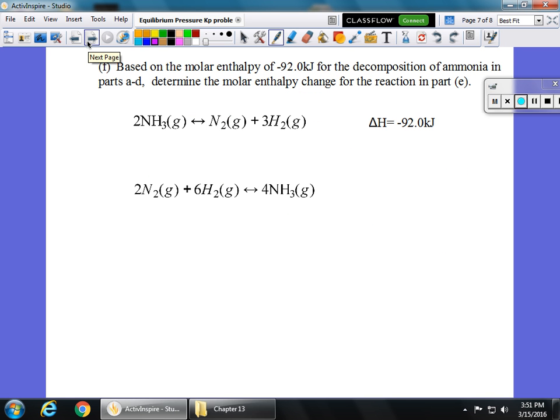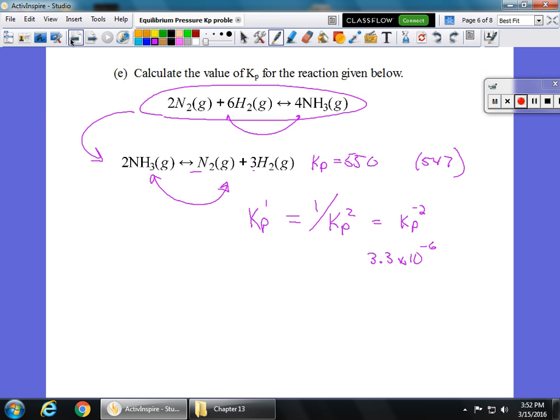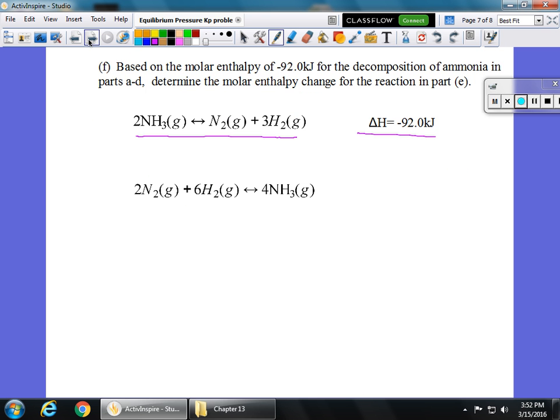And one last problem here. Let's take a look at this one. F. Based on the molar enthalpy of negative 92 kilojoules for the decomposition of ammonia in parts A through D, the one that we had right here, I'm going to rewrite this. Here was our molar enthalpy. It's asking you to determine the molar enthalpy change for the reaction in part E, the one that we just looked at up here. So again, what did we do to that problem? We had reversed this one, and we multiplied everything by 2.